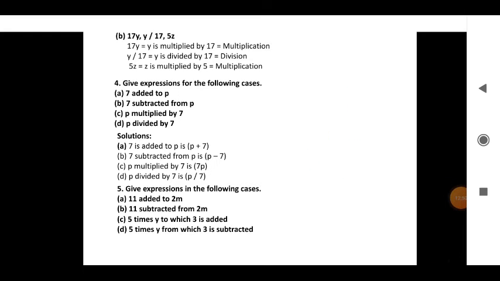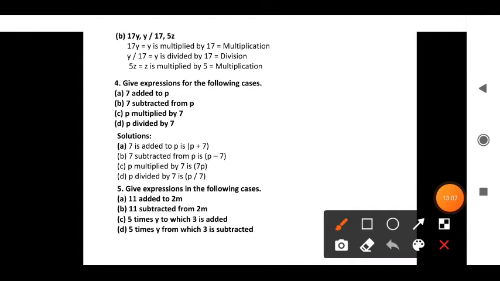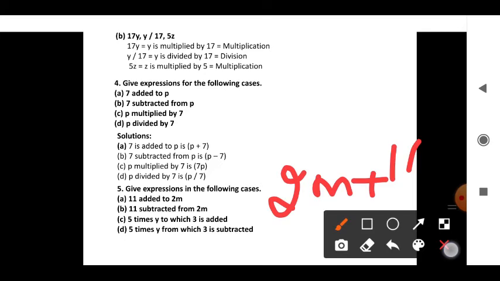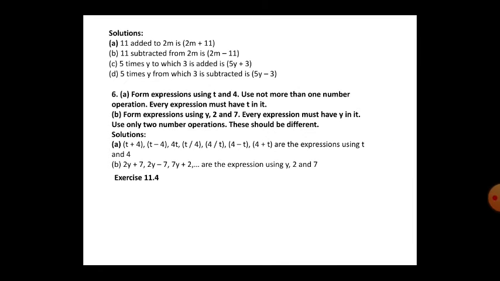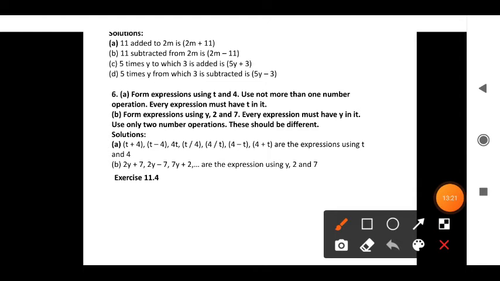So that's it. Give expression in the following cases. The above question you have written in the expression, but here you have to write it in the expression. Here also same thing. 11 added to 2m means 2m plus 11. 11 subtracted from 2m means 2m minus 11.